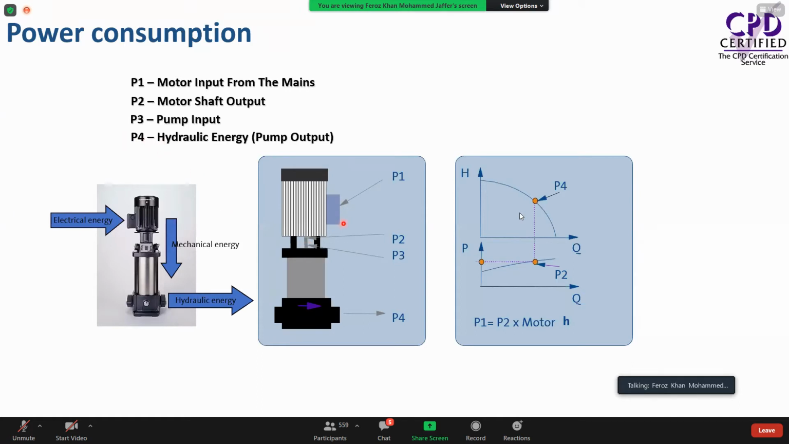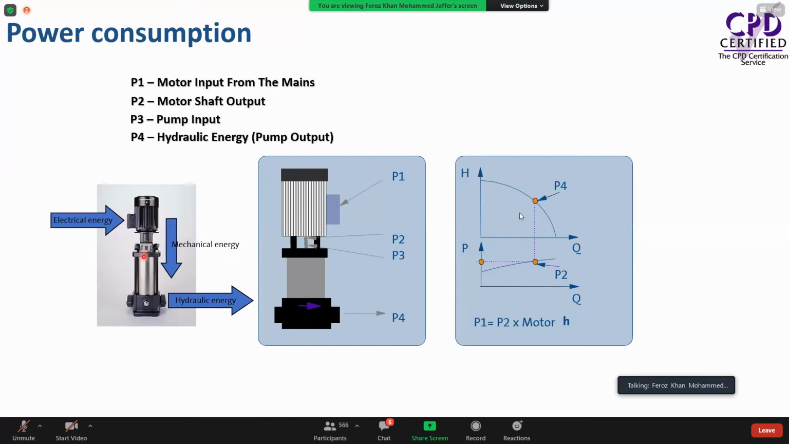Then finally, give P3 to the pump. And then we get P4 as the hydraulic output. So hope it's clear. P1 is the input we give to the motor. P2 we get out of the motor. So there will be some losses in the motor. And how much will be lost? That is based on the efficiency.